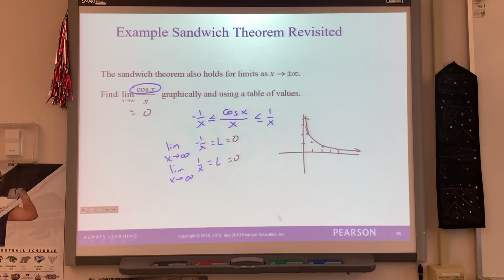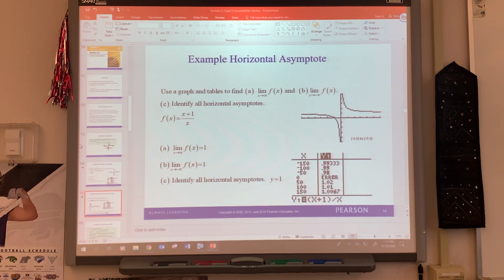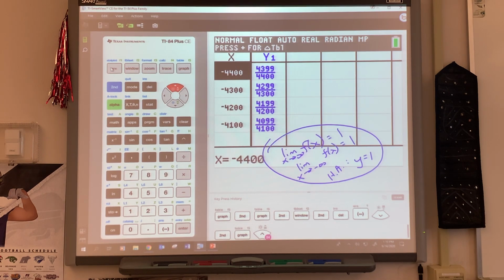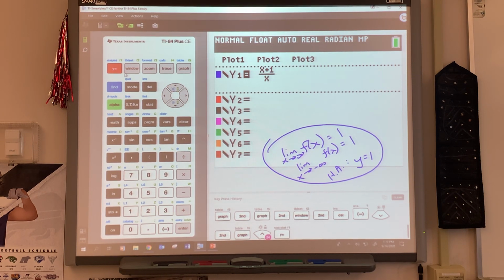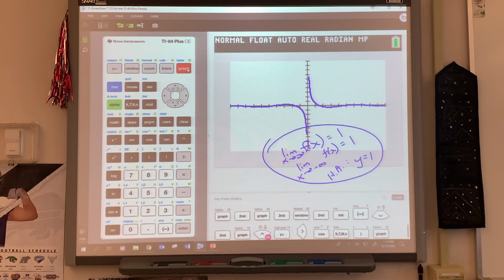So I'll go back to the graph here. We got cosine x over x. So y equals cosine x over x. I'm in radian mode, which is great. Let's just do zoom 6 again. It's already there, so graph. Okay, so what's happening here?